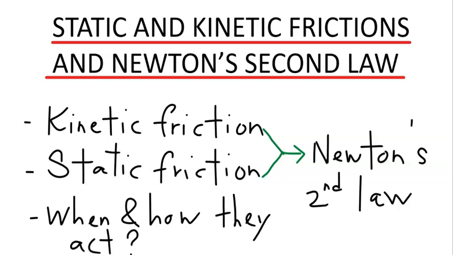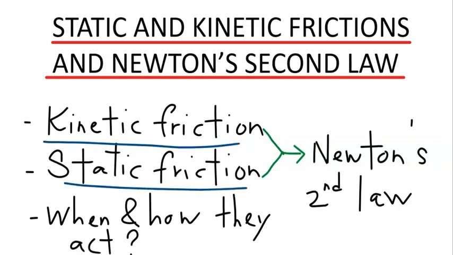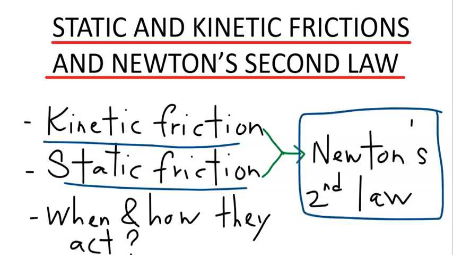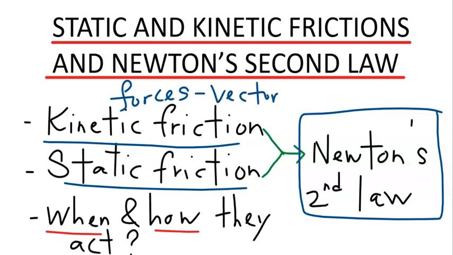In this video, we will discuss static and kinetic frictions and how they come into play in problems associated with Newton's second law. Now, it's important to recognize that static and kinetic frictions are forces, meaning they are vectors and therefore have magnitudes and directions. In solving a problem associated with static and kinetic frictions, it's important to know when and how they act. So we shall address these shortly.